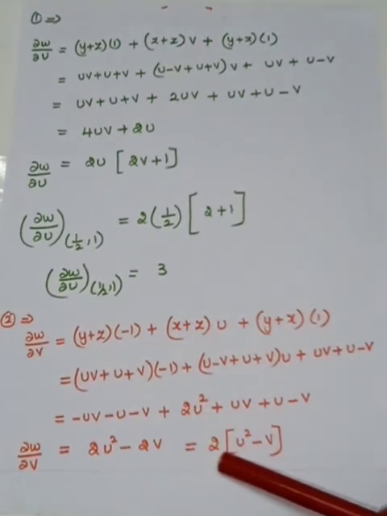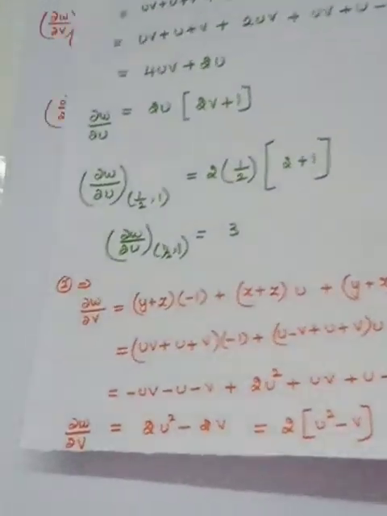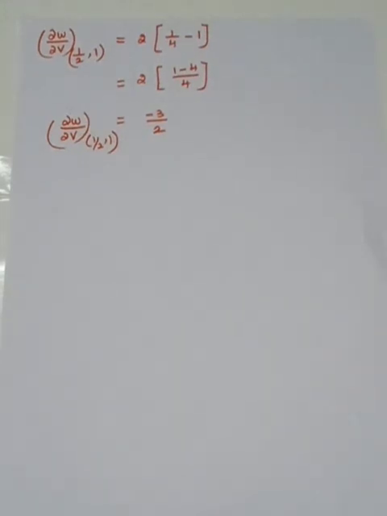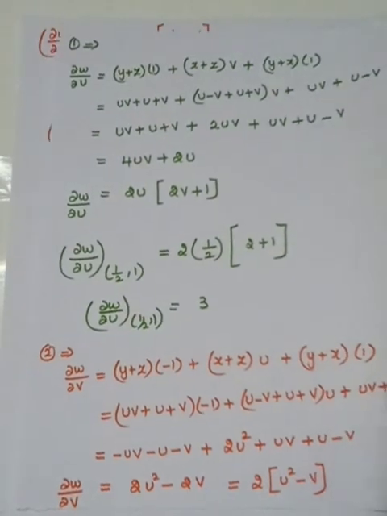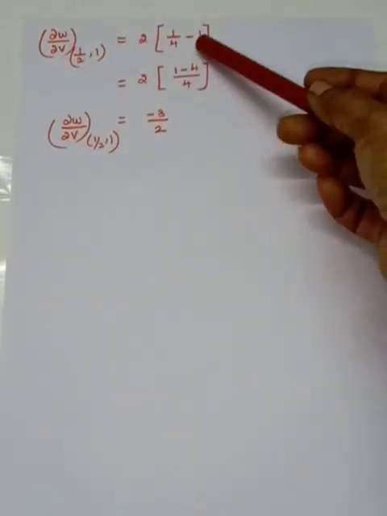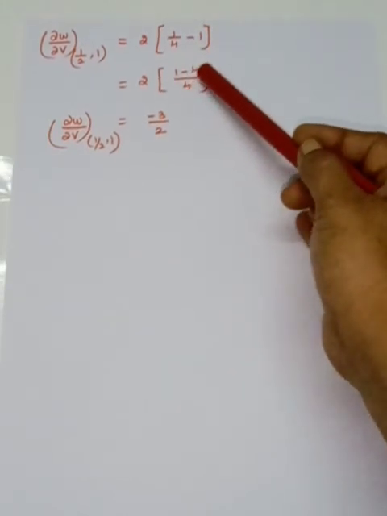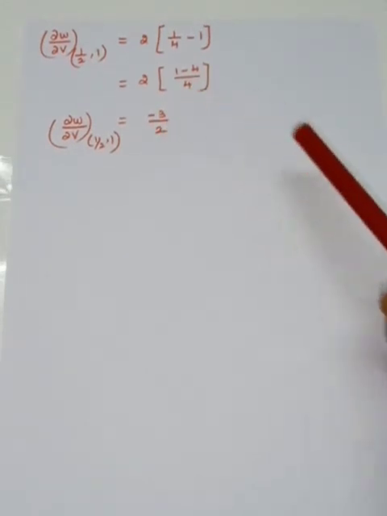From these two terms, what is common? 2 into u square minus v. So which has to be evaluated? So dou w by dou v has to be evaluated at 1 by 2 comma 1. So in the place of u, you have to substitute 1 by 2. In the place of v, you have to substitute 1. So what is u? 1 by 2. So 1 by 2 the whole square is 1 by 4. So 2 into 1 by 4 minus 1. When you take LCM, it is 1 minus 4 by 4. What is 1 minus 4? It is minus 3. And this 2 and 4 getting cancelled. So here you are having 2. So the answer is minus 3 by 2.